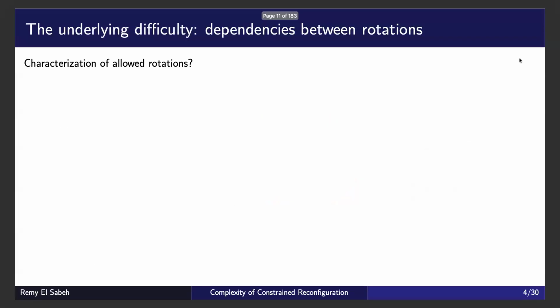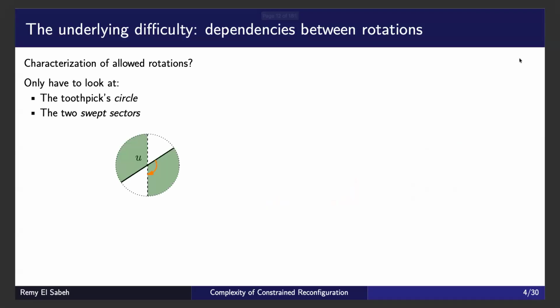So let's take a look at this. The first thing you want to think about is what exactly constitutes a rotation that is allowed. That's a toothpick. And you're only allowed to rotate U clockwise in this case if the green parts, which we call the swept sectors, are vacant of any other toothpick. Otherwise, you'll end up hitting some other toothpick along the way, which isn't allowed. That's already fairly simple.